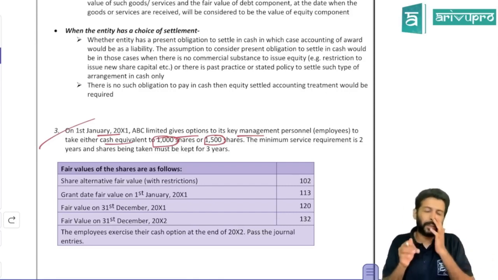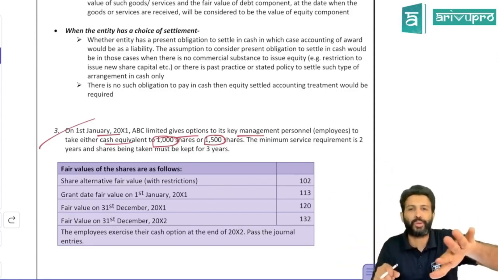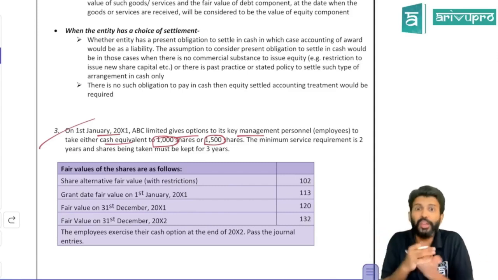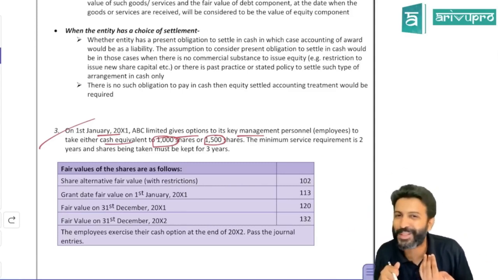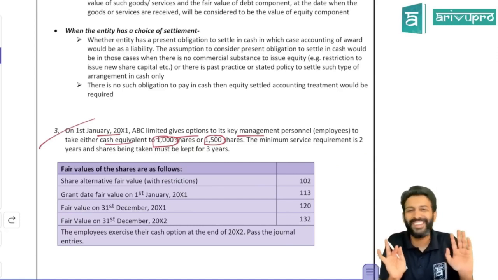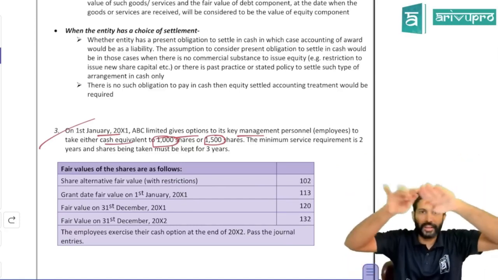The reason is, if I tell you I'll give you shares today or I'll give you cash today, what will you choose? Probably you'll choose cash, because the value of the share may increase in future or it may reduce in future also. But cash is always safe. So that's the reason to make the offer lucrative or favorable.